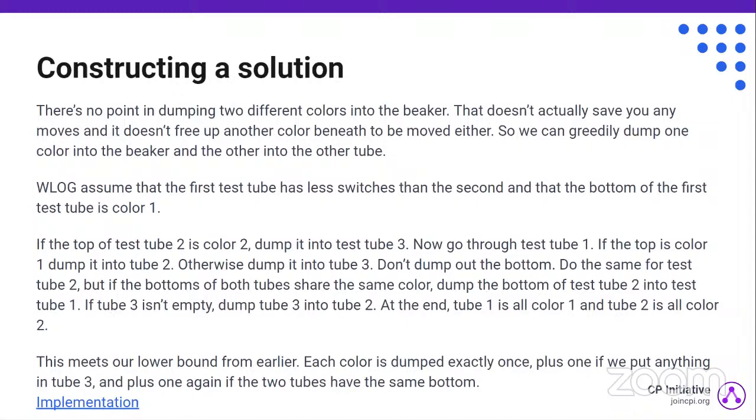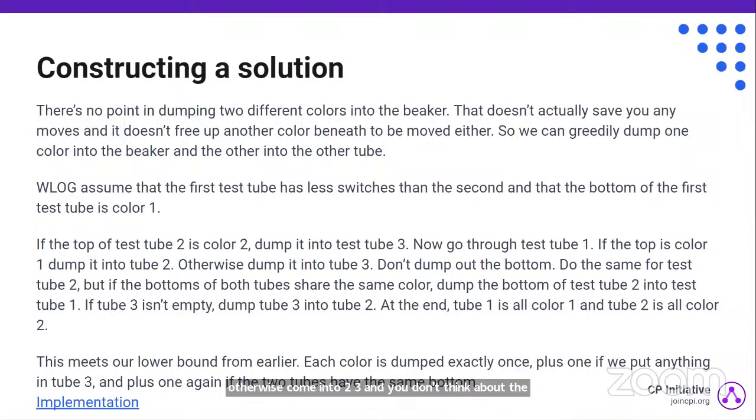Alright, so now the way we construct a solution. For the sake of simplicity, we'll just assume that the first test tube has fewer switches than the second, and the bottom of the first test tube is color 1. If the top of test tube 2 is color 2, dump it into the beaker. Now we go for test tube 1. If the top is color 1, dump it into tube 2. Otherwise, dump it into tube 3. And you don't dump out the bottom.